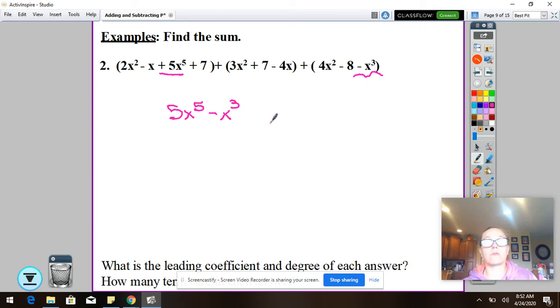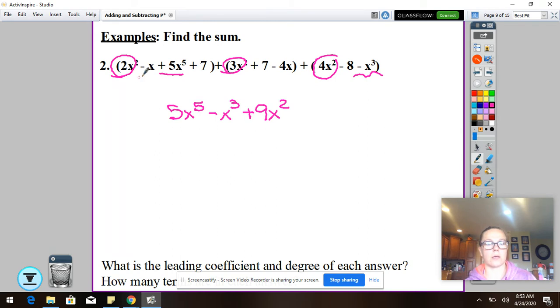So now I have to look for my next set of terms. And if I look, I've got an x, 2x squared, a 3x squared, and a 4x squared. So 2 plus 3 is 5, plus 4 is 9. And again, we don't change the exponent. So now I'm going to have plus 9x squared.